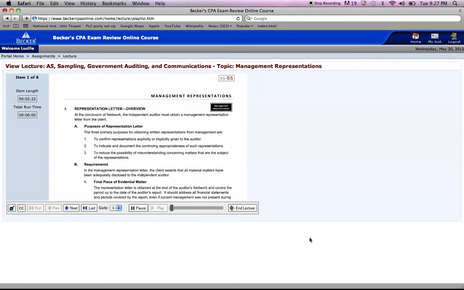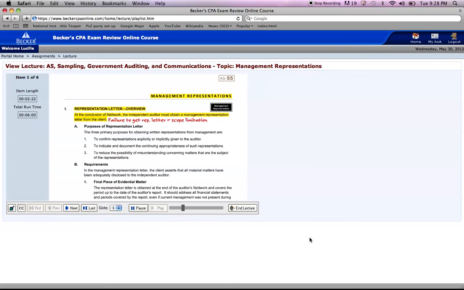All right, let's take a look at management's representations. Management's representations state the following, and let's highlight that, management's representations. Now, the representation letter and its overview, because that's really what we're talking about here. That's the big one. At the conclusion of the fieldwork, the independent auditor must obtain a management representation letter from the client. Now, to emphasize that, would you please write failure to get a rep letter?